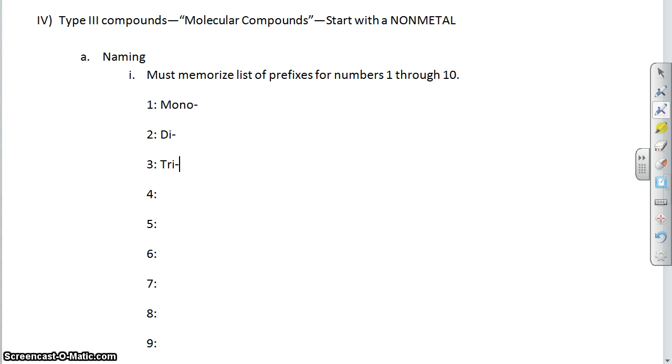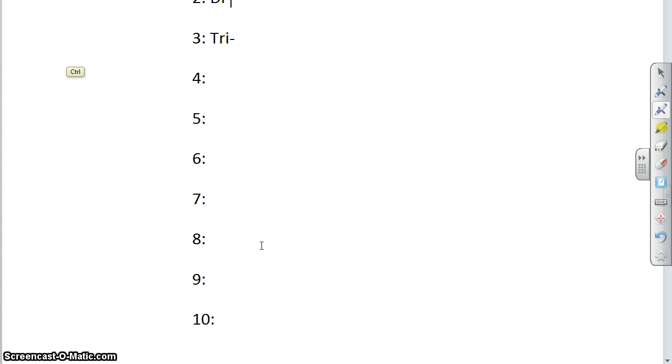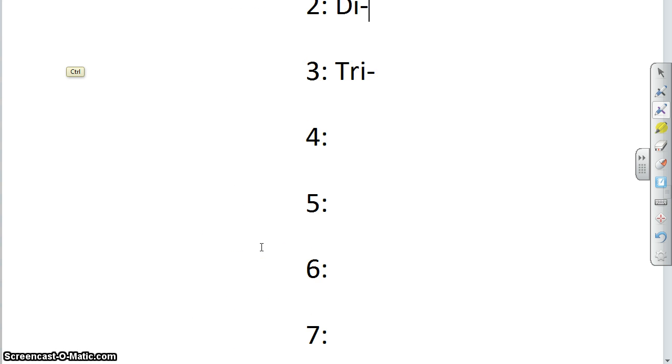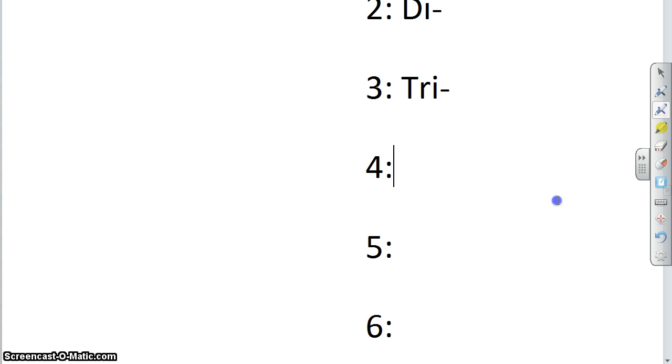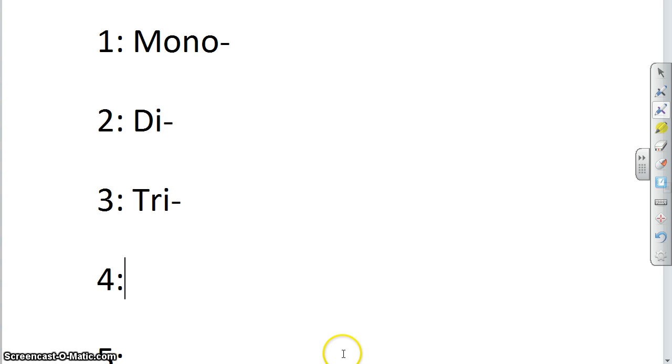And tri. Maybe let's try getting these a little bit bigger, a little bit easier to see here. There we go. 1 is mono, 2 is di, 3 is tri, 4 is tetra, as in tetrahedron, or the game Tetris.